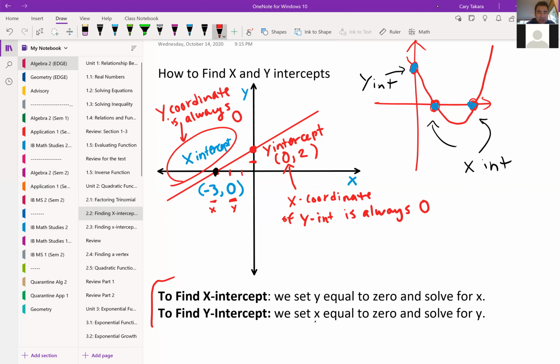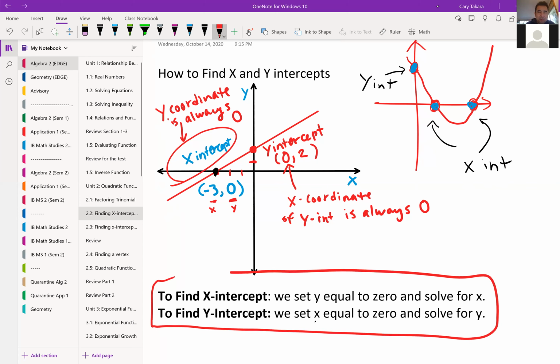So here it is. I want you to write this down, and I want you to memorize this. How do you find the x-intercept? You're going to set y equal to 0, and then you're going to solve for x. Why do you set y equal to 0 when you want to find the x-intercept? Because the y coordinate is always 0 when you have an x-intercept.